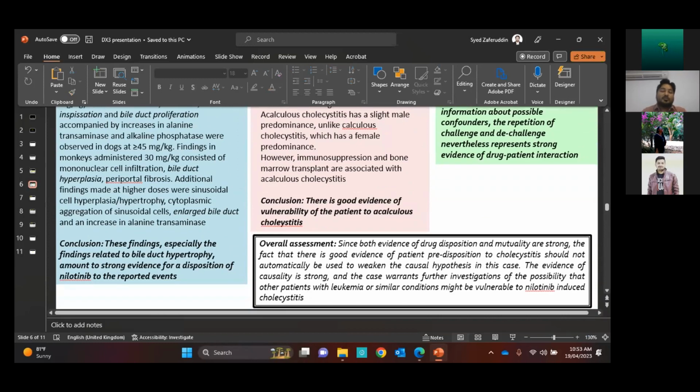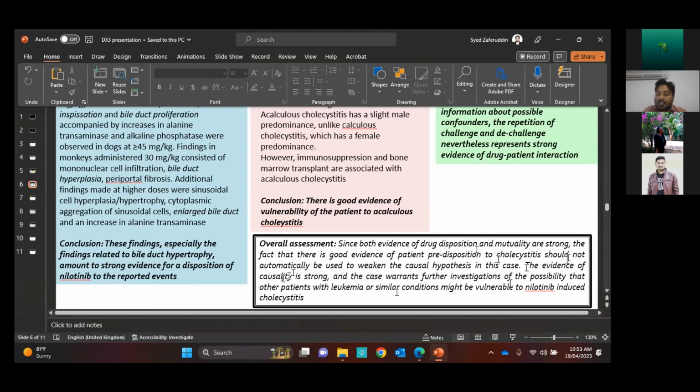available information, we can give our overall assessment: since both evidence of drug disposition and causality are strong, the fact that there is good evidence of patient predisposition to cholecystitis should not automatically be used to weaken the causal hypothesis in the case. Evidence of the causality is strong and the case warrants further investigation of the possibility that other patients with leukemia or similar conditions might be vulnerable to nilotinib-induced cholecystitis.